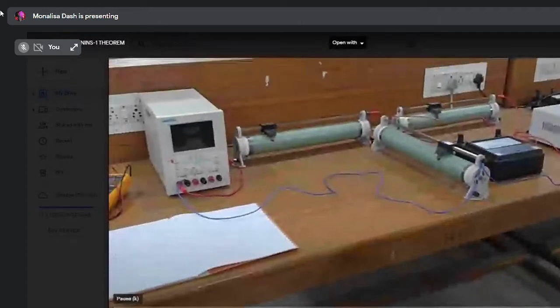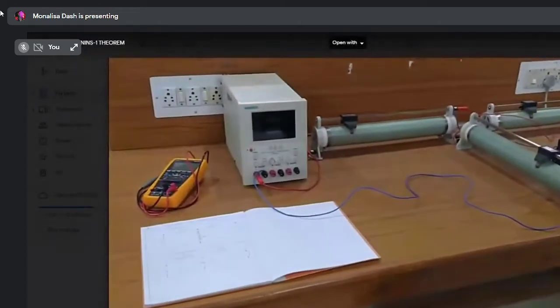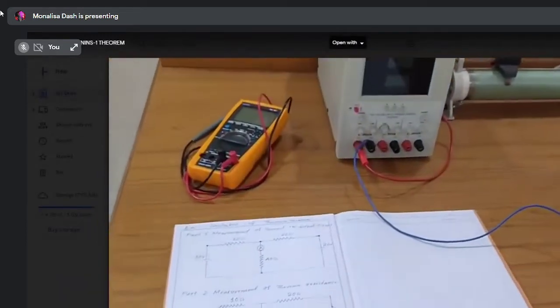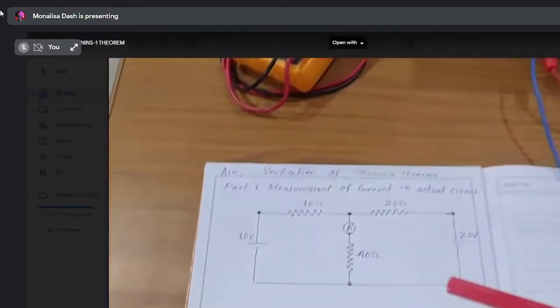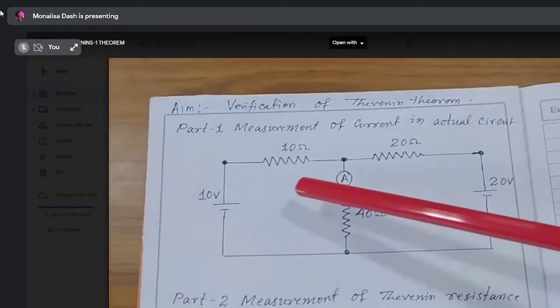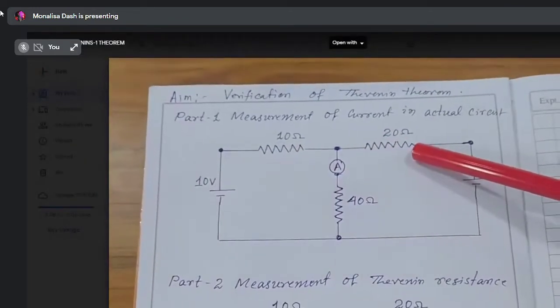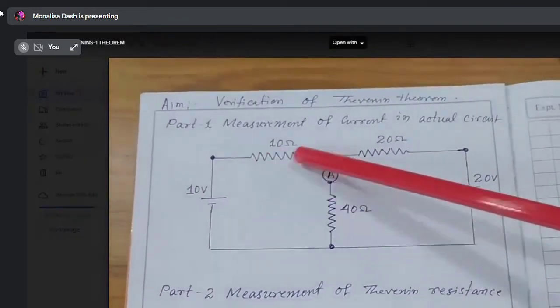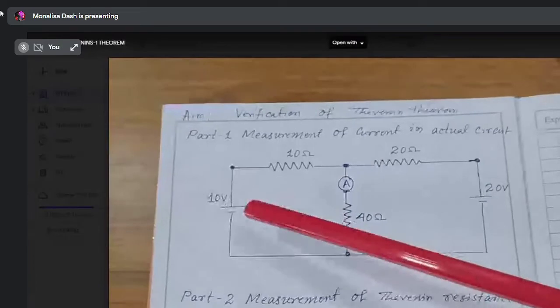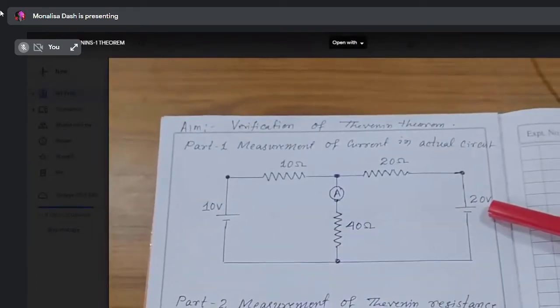Welcome to Basic Electrical Engineering Lab. Today we are going to perform verification of Thevenin theorem. For this theorem, we are using the circuits. These circuits contain 3 resistances, 10 ohm, 20 ohm and 40 ohm in a T form. We are using 2 voltage sources. One is a 10 volt source, another is a 20 volt source.